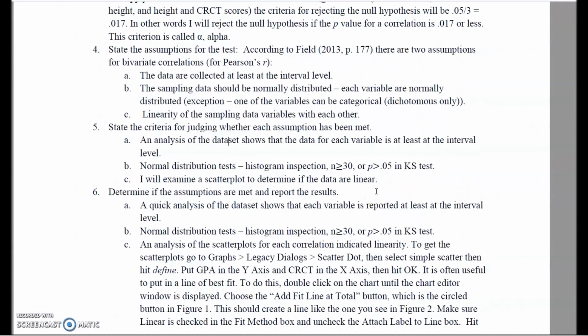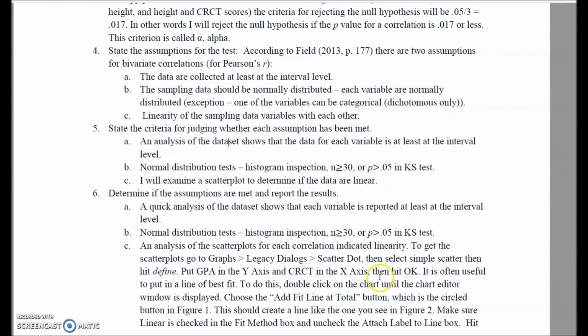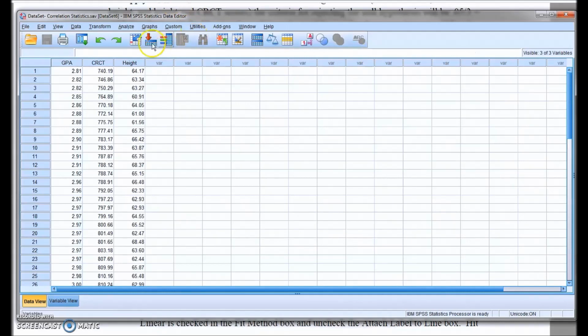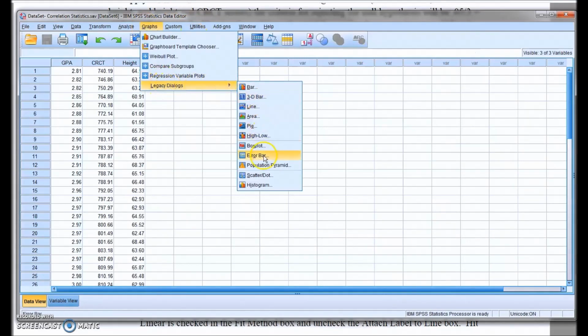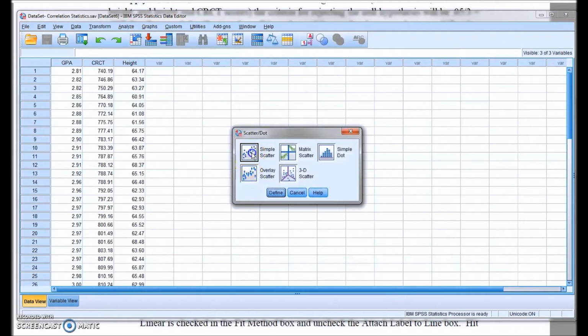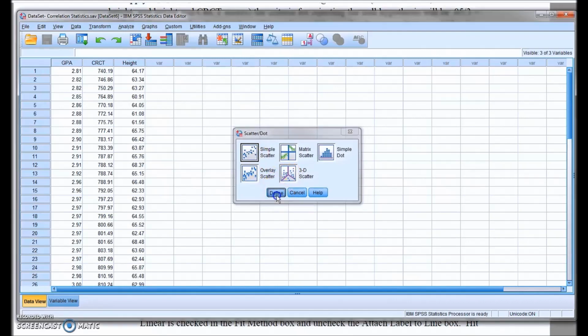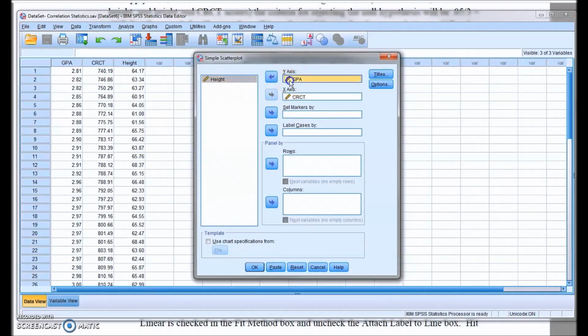So let us now do the scatter plots. To do the scatter plots, I'm going to go to my data. I'm going to go to Graphs, Legacy Dialogs, Scatter plots. I'm going to click Simple Scatter plot, click Define. And as you can see, these are my three variables. So I choose GPA on the first axis. I choose this on the x-axis.